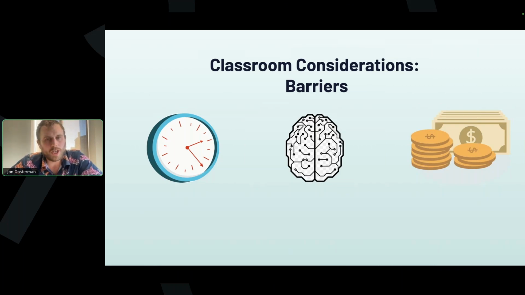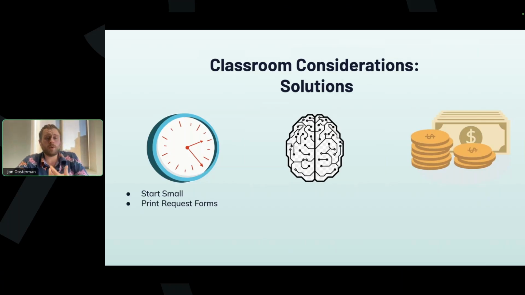So let's look at some ways we can work within some of those barriers. Number 1, with time, start small. And this can look like starting even on your end. For me, I started just printing things that I thought I would find useful in class, models that I could let students interact with, things that I could use in my curriculum to demonstrate things that I wasn't able to do before.